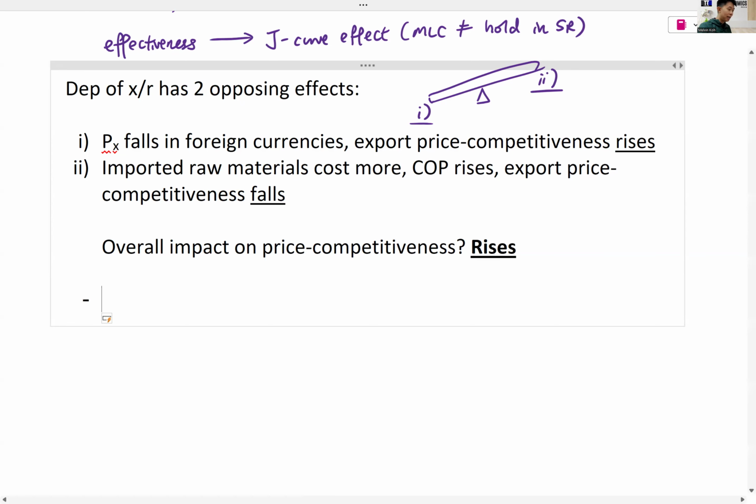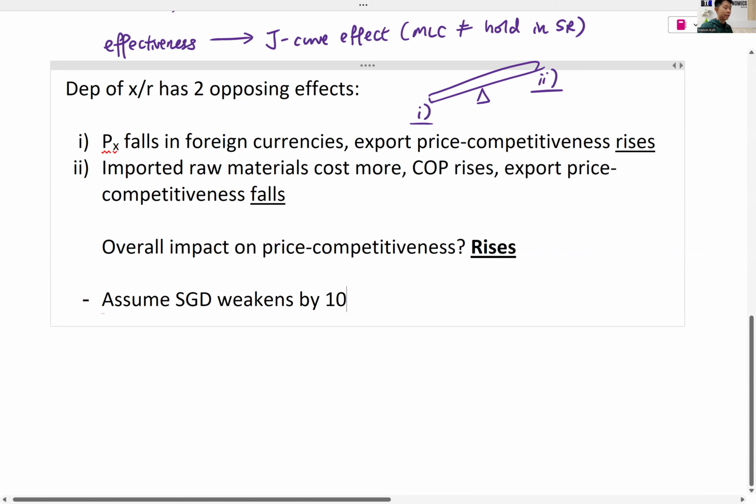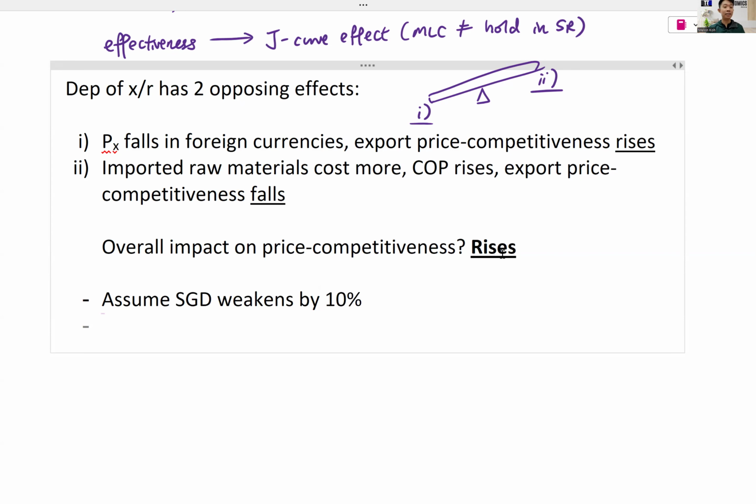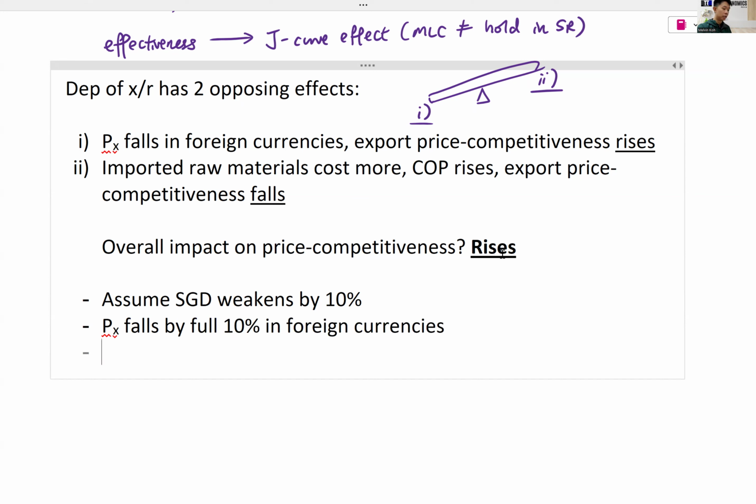Rises. Why? So let's say, assume Singapore depreciates the currency by 10%. Not likely, but let's say we have a 10% drop. Price of exports falls by how many percent in foreign currency? The full 10%, right? In foreign currencies. The price of imported raw materials rises by the full 10% in SGD.